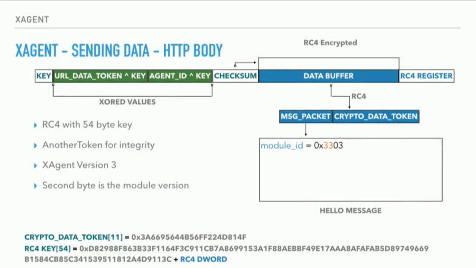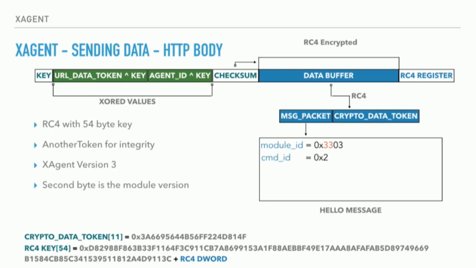So if we take a look at the data buffer, it is encrypted with an RC4 algorithm with a 54-byte length key, where the first 50 bytes of the key are hard-coded in the sample, and the last 4 bytes are generated every time a new message is sent to the server. So if we decrypt that message packet, we obtain a module ID, which is a 2-byte sequence number. The first byte represents an identifier for XAgent, and the second byte is the XAgent's version, which in our case on Mac is version number 3.